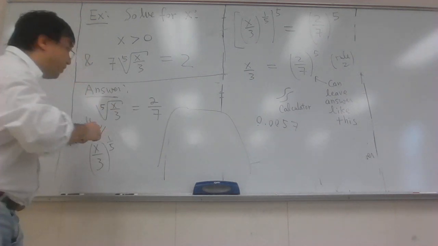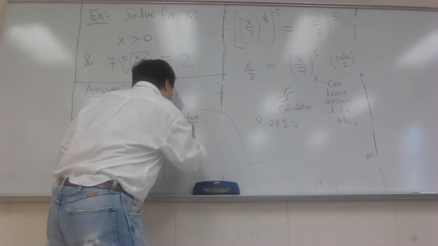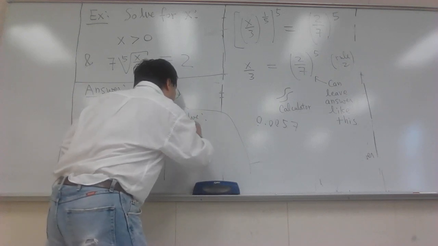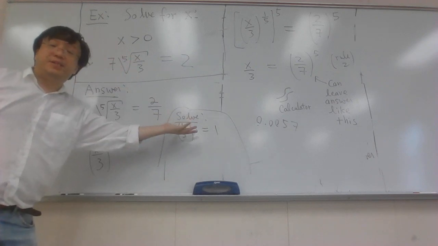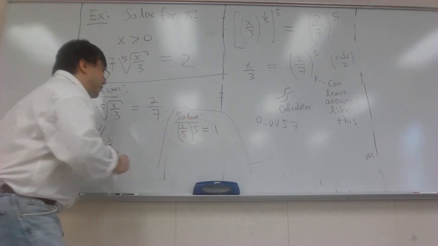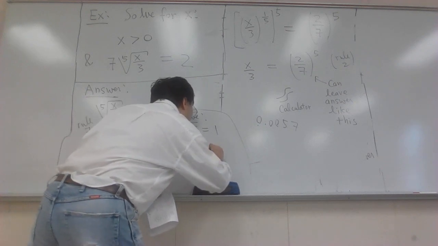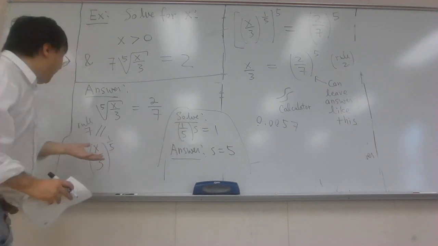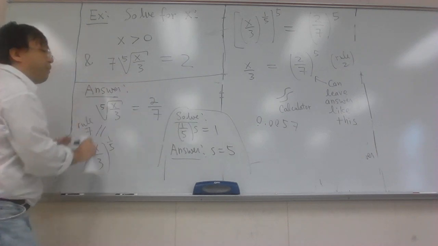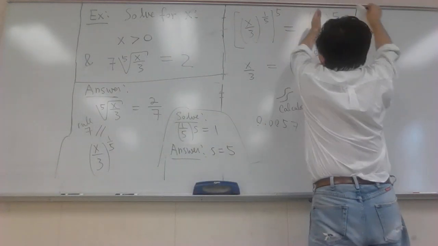So the strategy is to first solve for what times 1 over 5 is equal to 1. And the answer is 5. 5 times 1 over 5 is 1. So then we take both sides to the power of 5.